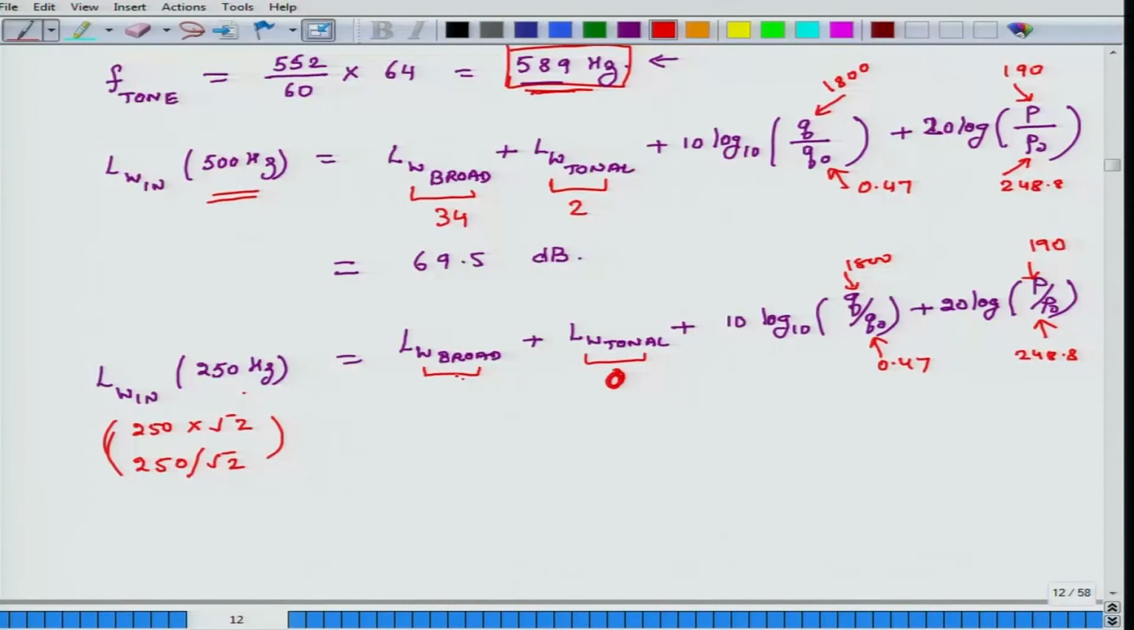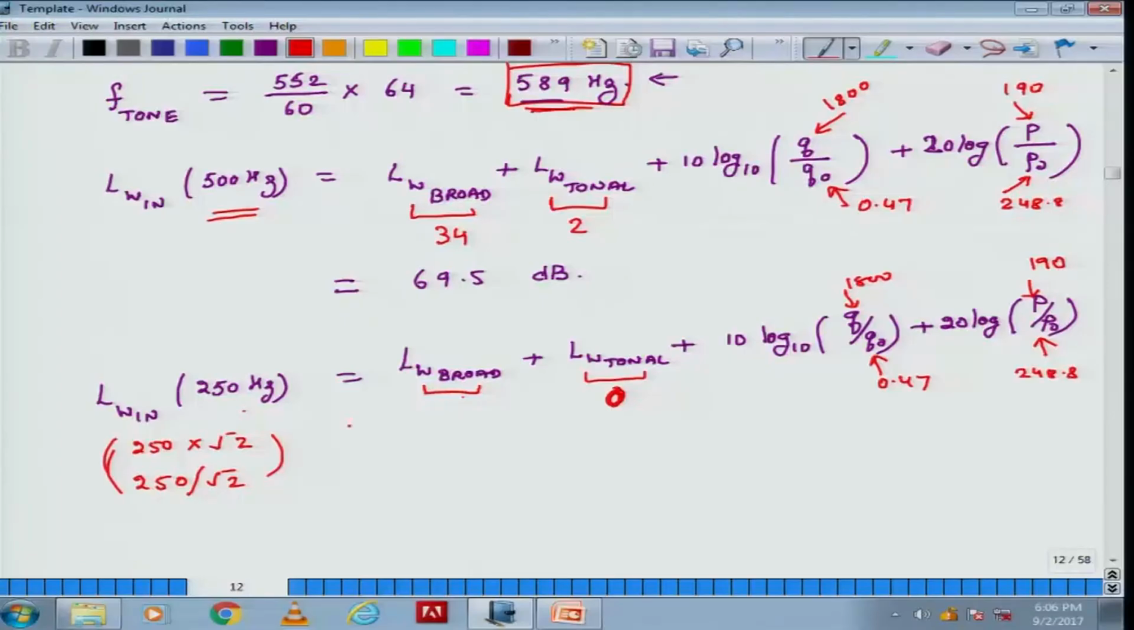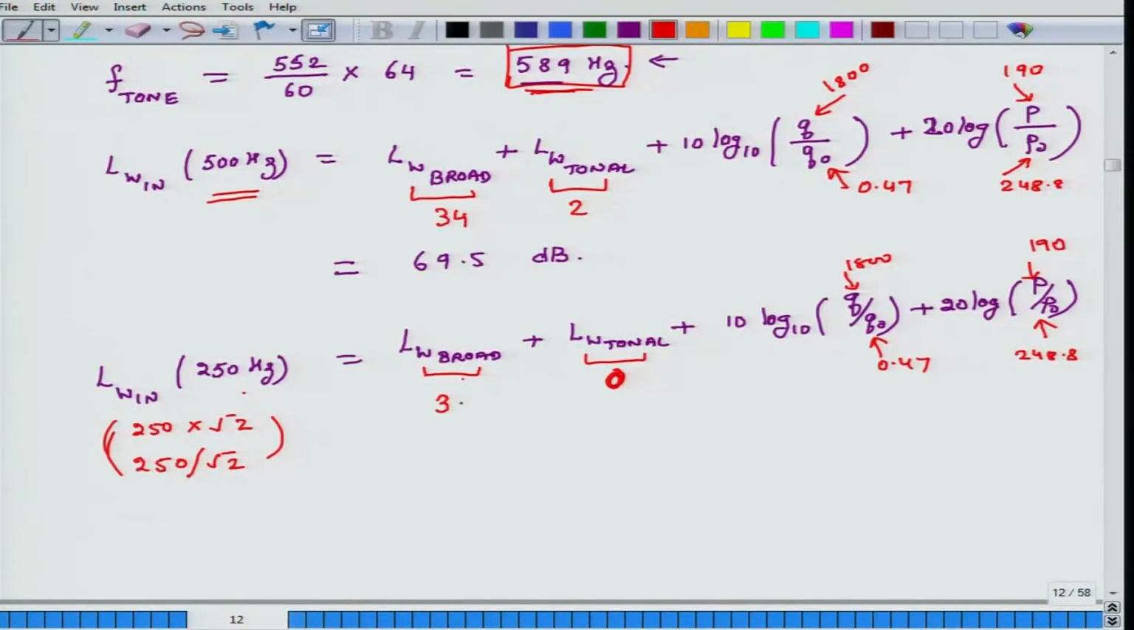And what is LW broad? We go back to our table. So, in this case, what is LW broad? What is our central frequency? 250 hertz. So, the central frequency is 250 hertz. So, LW broad is 38 decibels. Okay. So, now I go back. So, this guy is 38 decibels and this is 0. So, now if I do all the calculations and I add up everything else, what I end up with is 71.5 decibels. Okay. So, this is LW in.